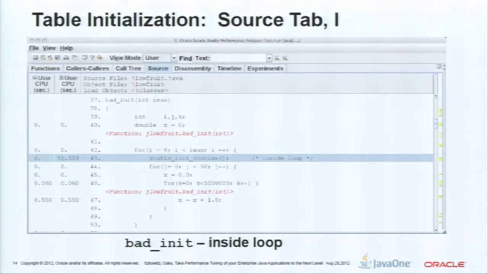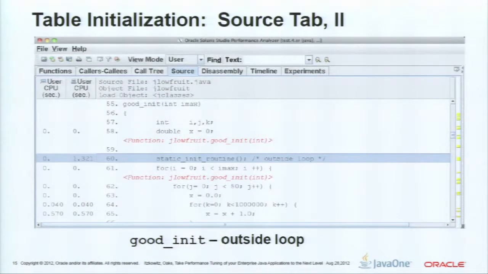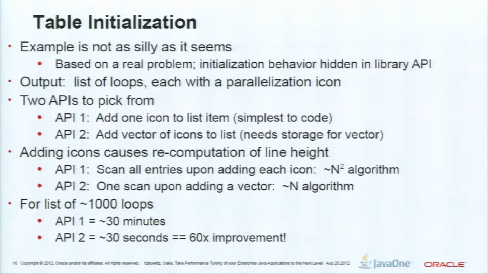If you look at the bad initialization, there's a call to a static initialization routine inside a loop. And it's spending most of its time there. If you look at the good version, it's outside the loop and spends much less time. Now, you might think this example is really dumb. No one would write that. But in fact, it's based on a real problem in a code I wrote many years ago.